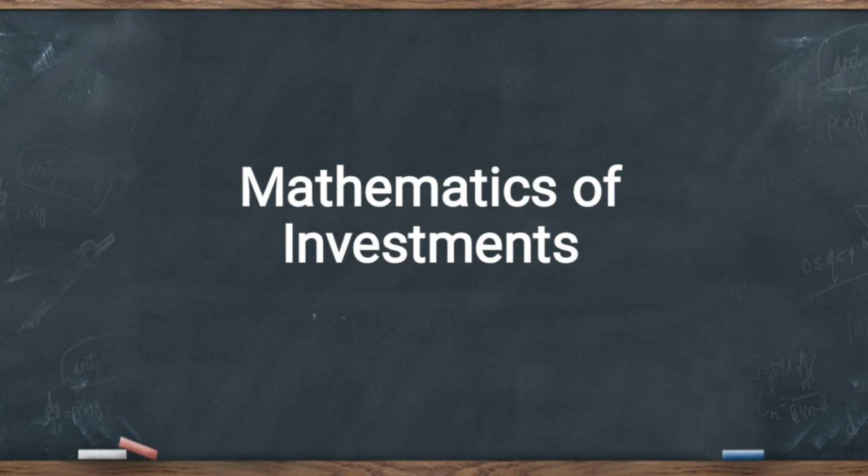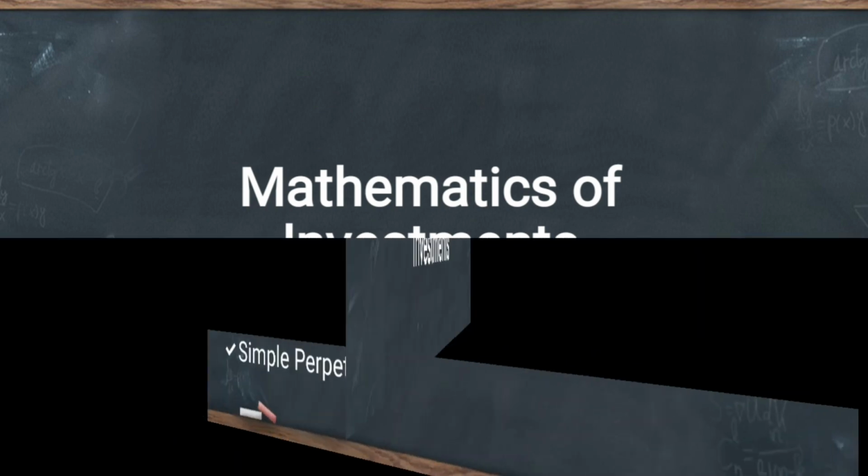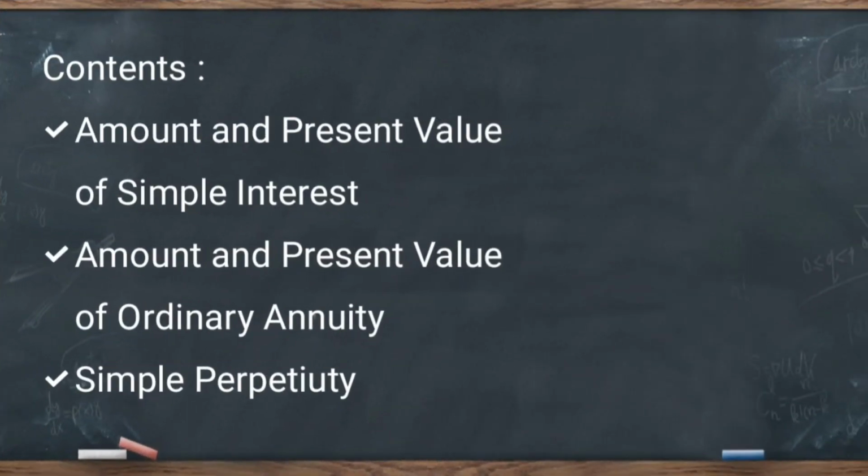Today's video, I'm gonna show you how to solve some mathematics of investments problems. Without any ado, let's get started. In mathematics of investments, we are going to tackle three problems. First is the amount and present value of simple interest. Second is the amount and present value of ordinary annuity. And lastly, simple perpetuity. Let us start first with the amount and present value of simple interest.